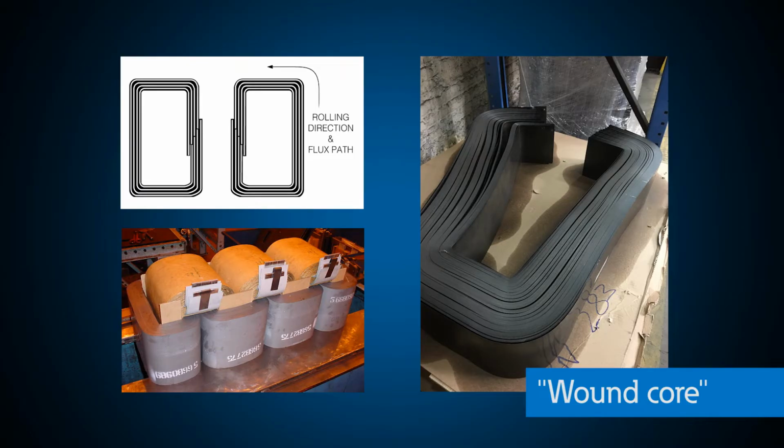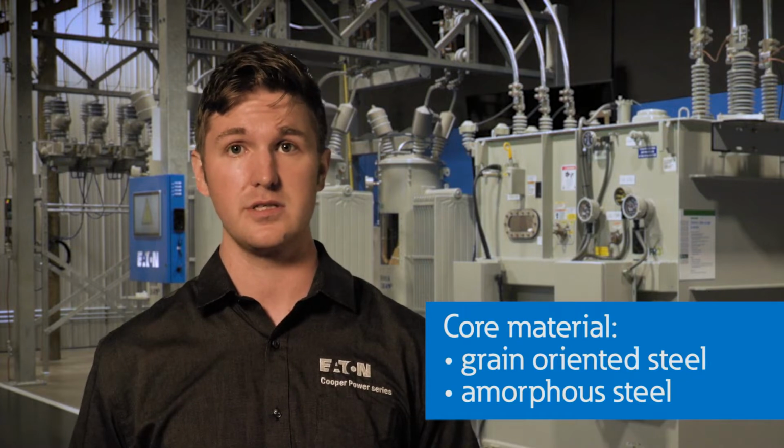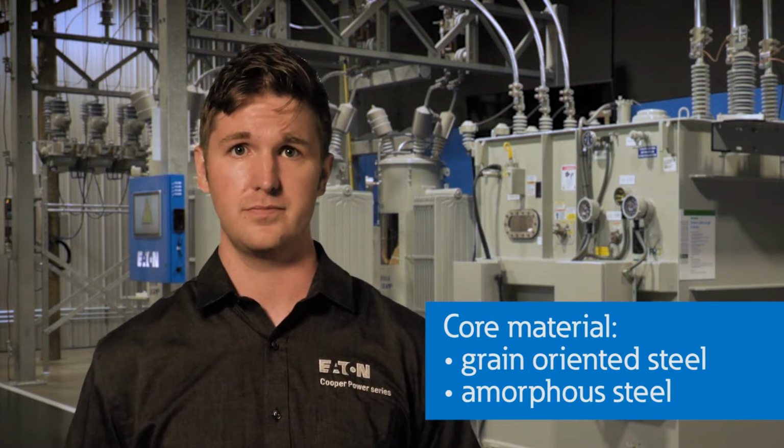Wound cores are fabricated from a continuous strip of wound core steel. The strip is split into many individual layers which are wrapped concentrically to create the transformer core. Most often in a 5-legged configuration, the wound core can be used for YY and grounded YY configurations. The core material can either be grain-oriented silicon steel or amorphous steel.